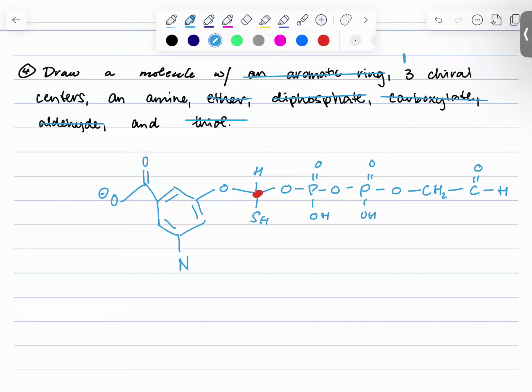I'll put my amine here, and we'll just do a proton here, but I'm going to make it a secondary amine. So I'm going to have another carbon chain come off here. With that, I need some more chiral centers. So I'm going to make sure that all 4 substituents are unique. I'm going to do that with this one too. Done. What's up?